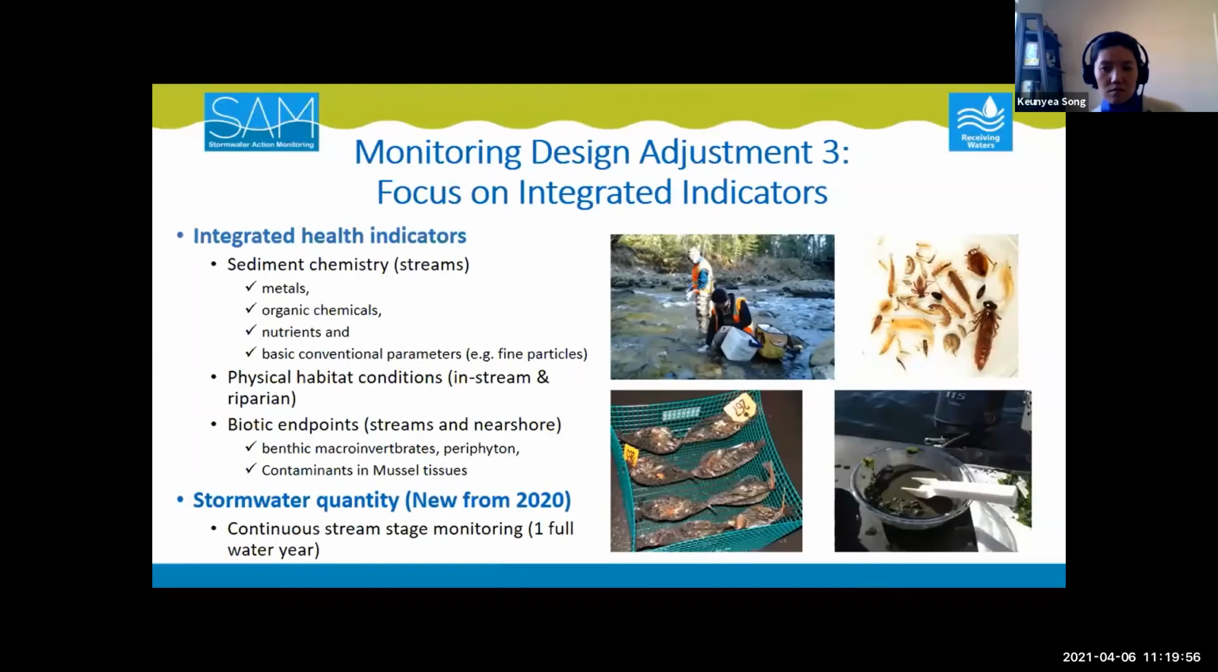The nearshore mussel study showed reliable detection levels and a contaminant gradient by urban development level in the previous studies. So we are going to basically use the same parameters, including organics, metals, and nutrients, measured from the mussel tissues.